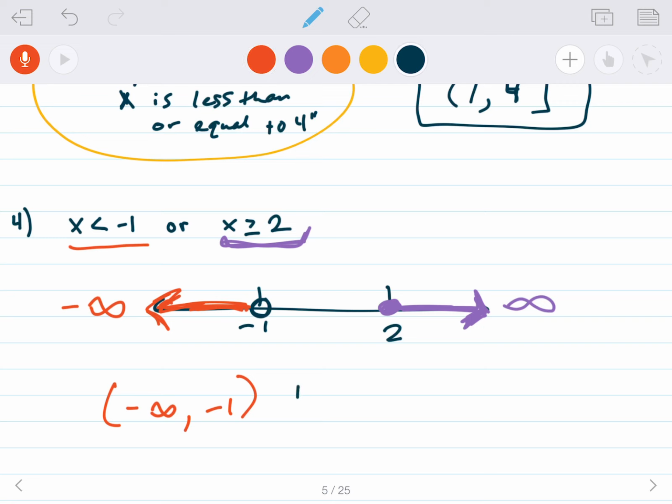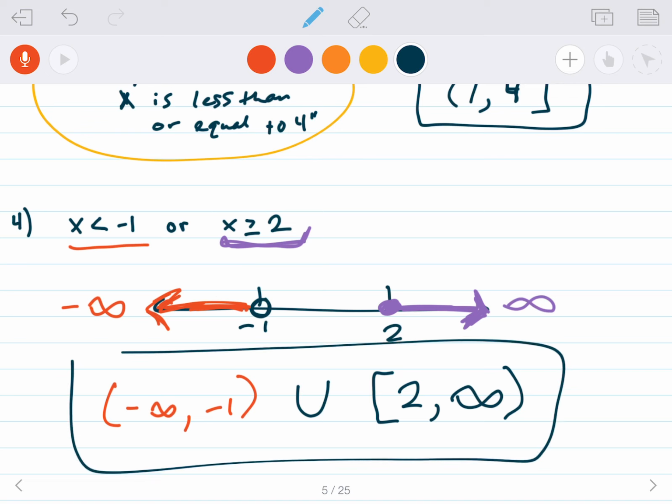Then I gotta union that with this other set in purple. Right? I don't want it to be one big parentheses because that would include this stuff that we don't want in yellow. All right. So I gotta union this with 2 all the way up to +infinity. All right. And so that is going to be the set in interval notation.